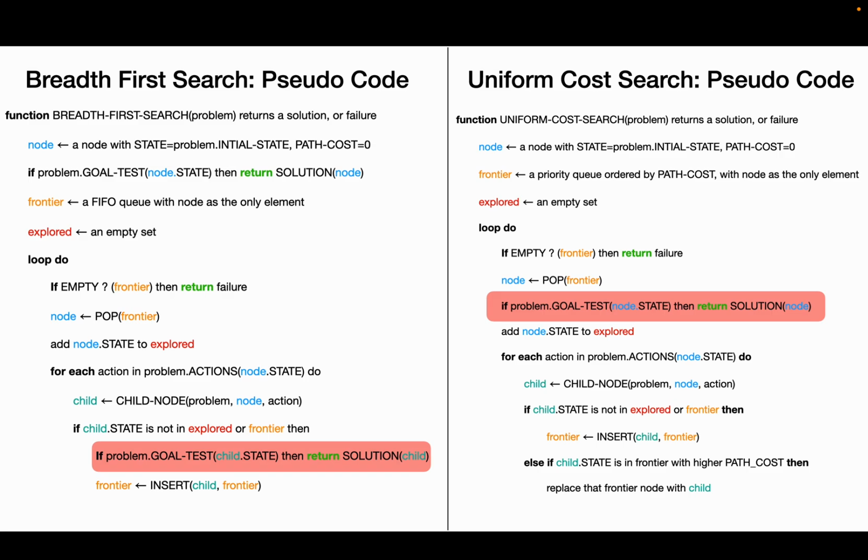I'll show with one example to discuss this point. Instead, we try to test the goal node immediately after we popped from the frontier. So that's where we try to do it. This is one of the differences between breadth first search and the uniform cost search.